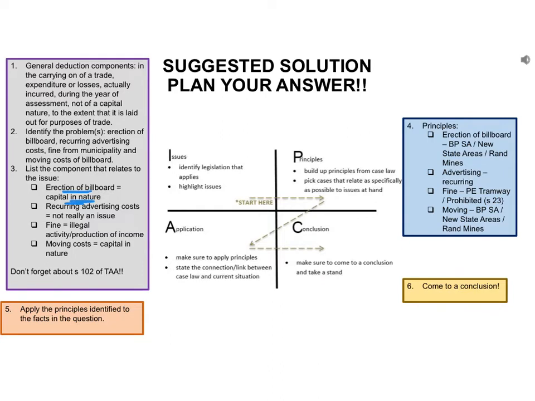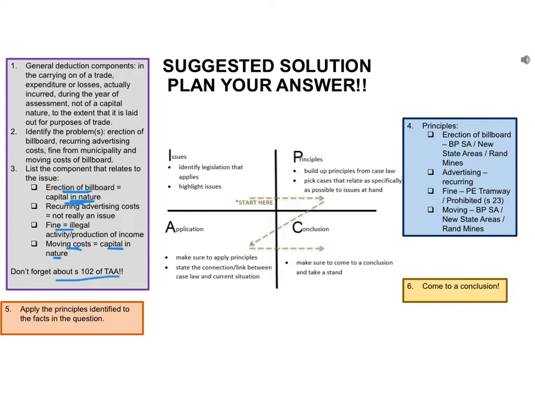I might not have to write as much about that one, but I still need to address it because I have to deal with all amounts. Then the fine, it's an illegal activity, but you also need to think about whether this was actually in the production of income. And then, moving costs, again, because it relates to the billboard, I need to think about whether it's of a capital nature. So I've identified the legislation that applies and I've highlighted my issues.